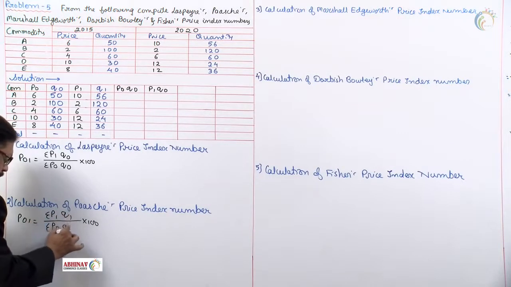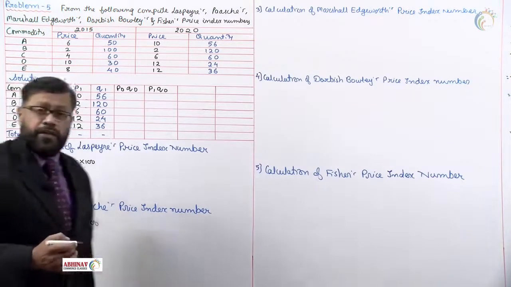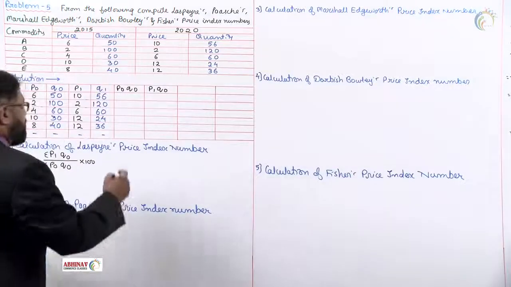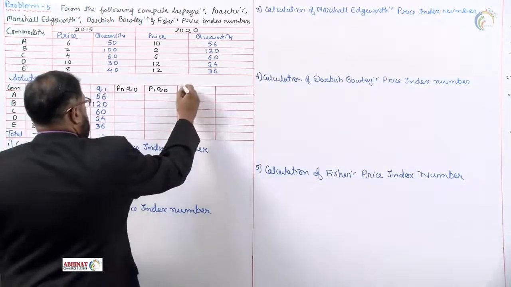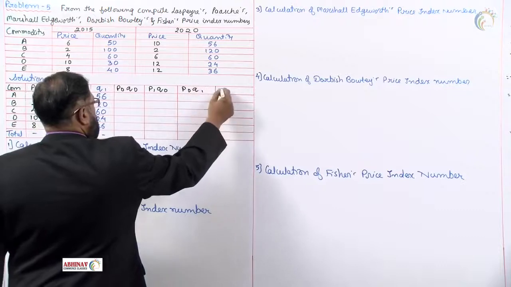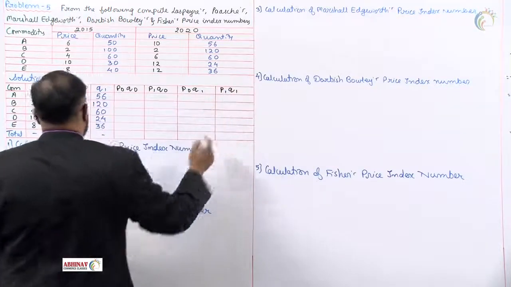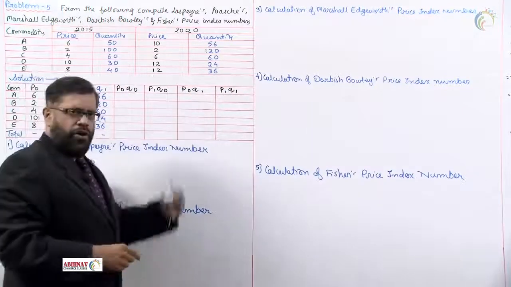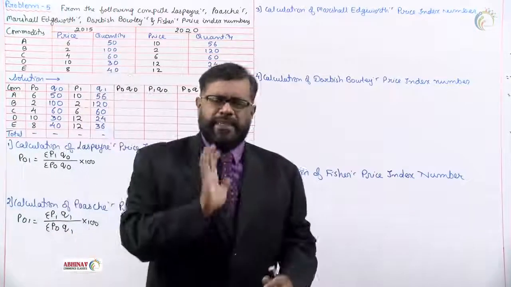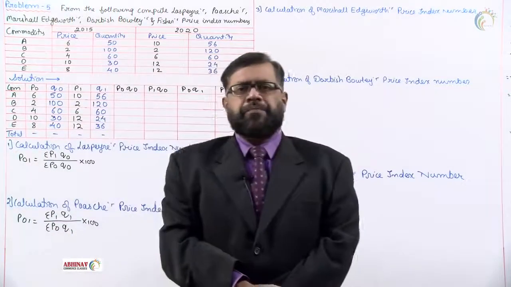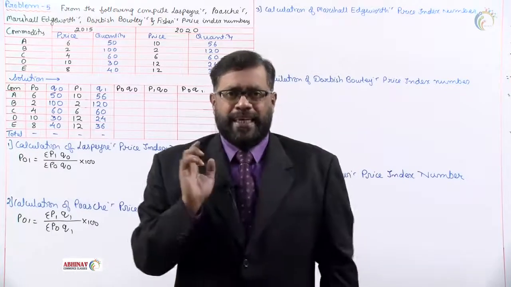In Paasche's index number we multiply with the quantity of the current year. So let us take up these columns. We'll take up P0 Q1 and let this be P1 Q1. Anyhow, you can take the order, but write the 2 formulas and then complete this table. Now we'll multiply and get the answers.